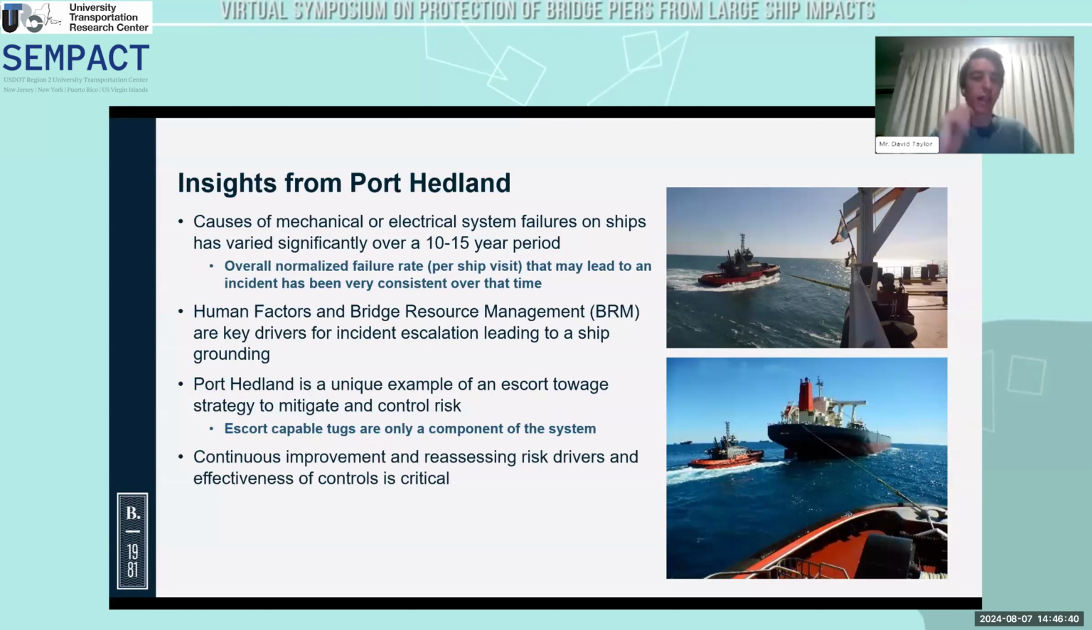And then finally, continuous improvement and always reassessing risk drivers has been absolutely critical, as we've had to revisit the risk assessment process a number of times over the last 10 years.